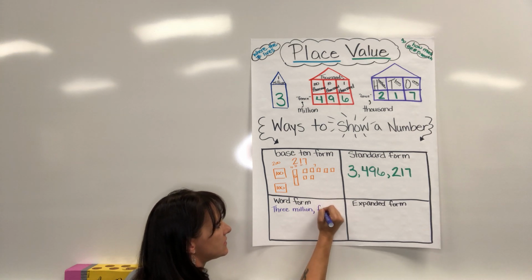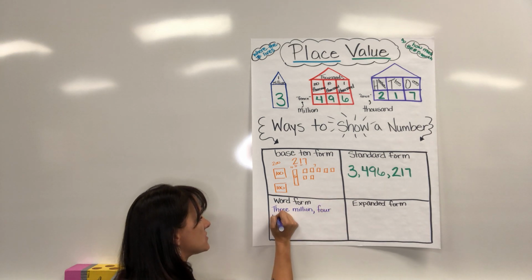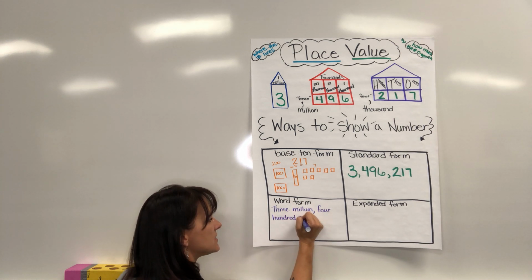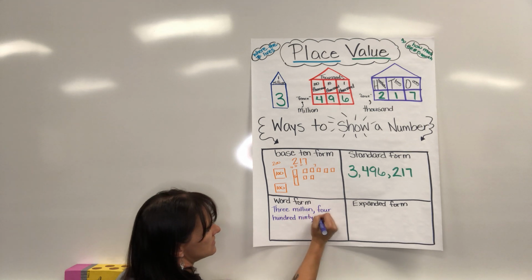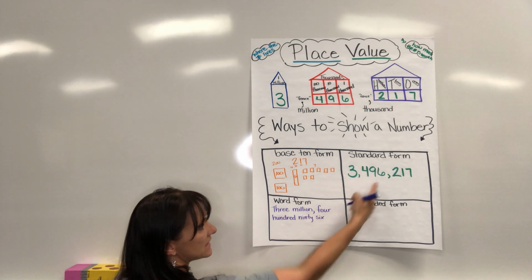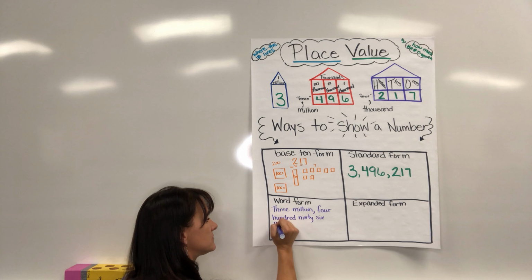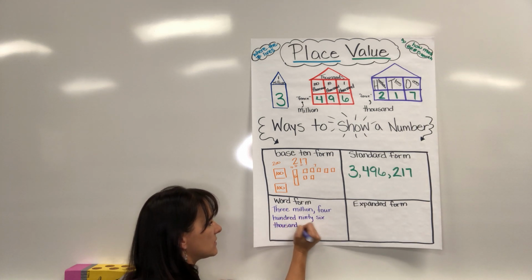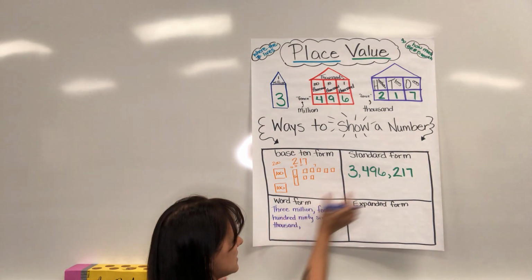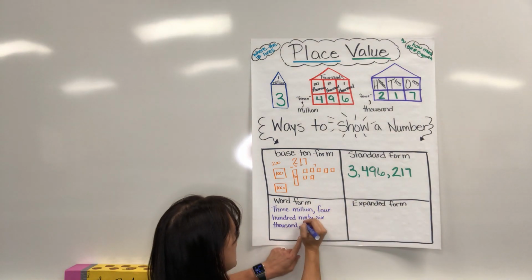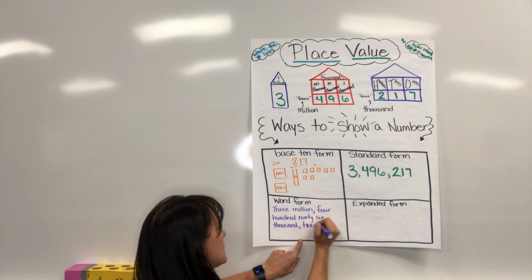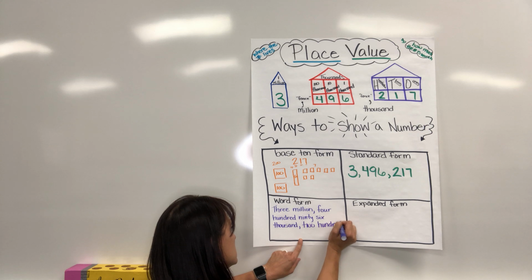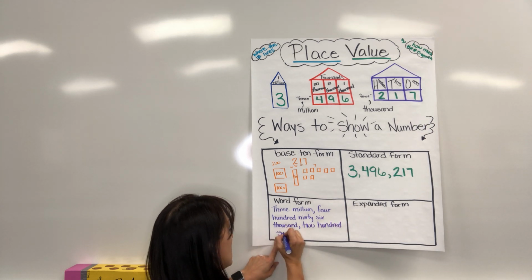496, and it's 1,000. Comma, so I want to separate these from each other. 200. 17.